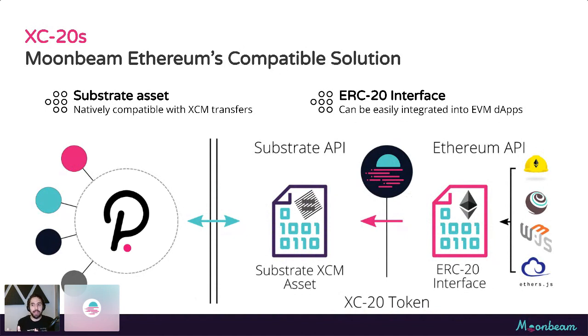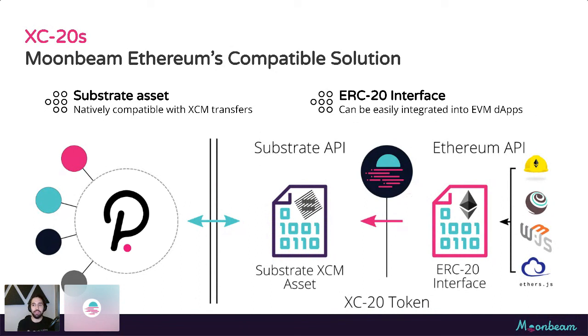And the beauty of it is that because you can access them via an ERC20 interface, you can actually use Hardhat, Truffle, the Web3 JavaScript library, Ether.js, even MetaMask to interact with this XC20 token. Even though it's not an ERC20 deployed on the EVM, it lives under the Substrate pallet, you can interact with it as you would with an ERC20 token. So that's the beauty of it.